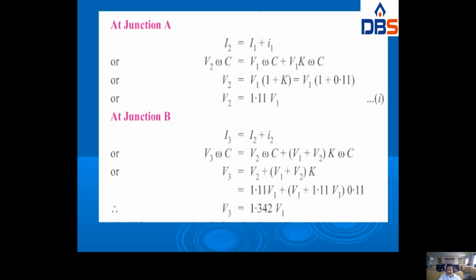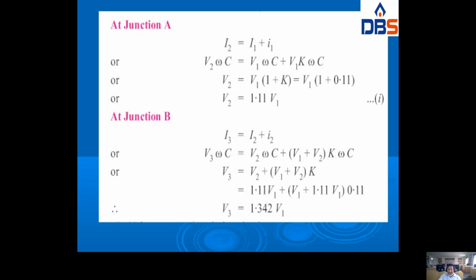Small i1 is nothing but the shunt capacitance. That's why in place of C, KC is coming, so V1 K omega C. Take a common factor of omega C and cancel it. Then V2 is equal to V1 into (1 plus K). We know the K value, that is 0.11. So V1 into (1 plus 0.11), that is V2 is equal to 1.11 V1. Taken as equation 1.